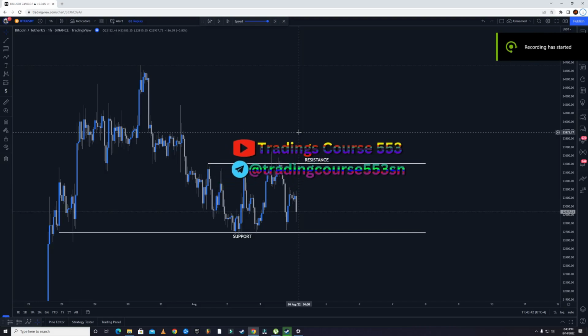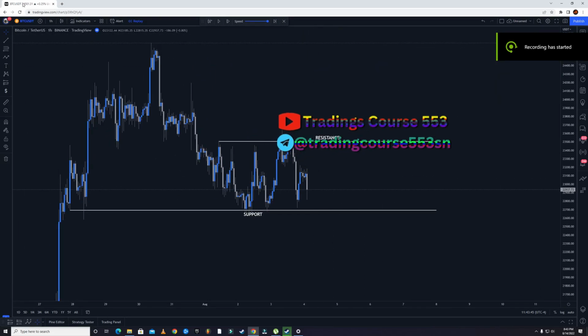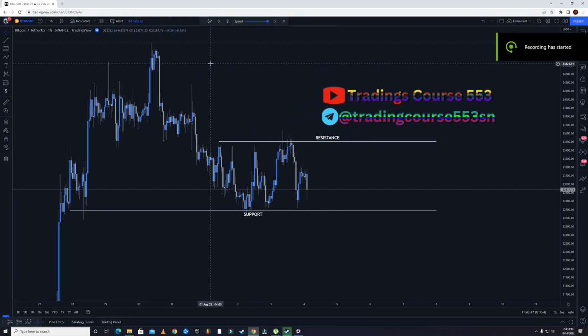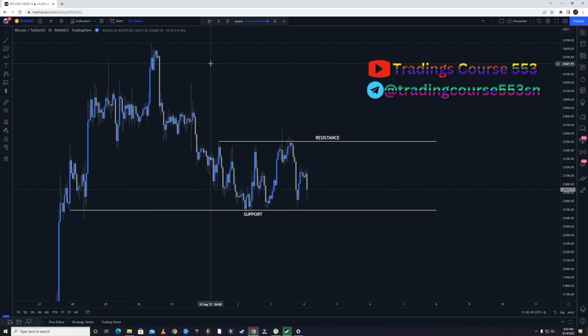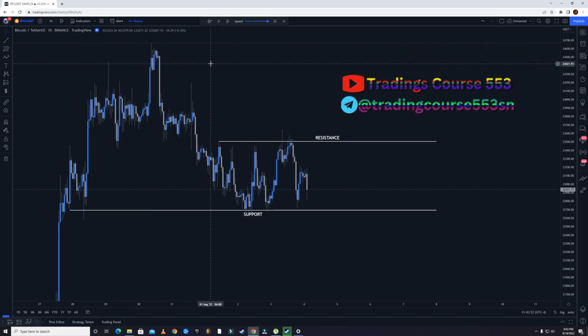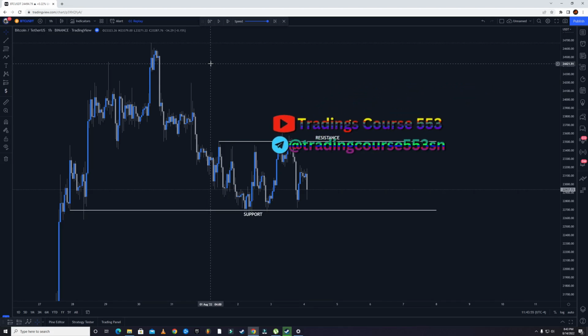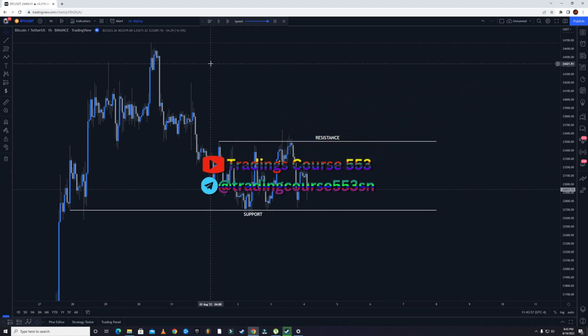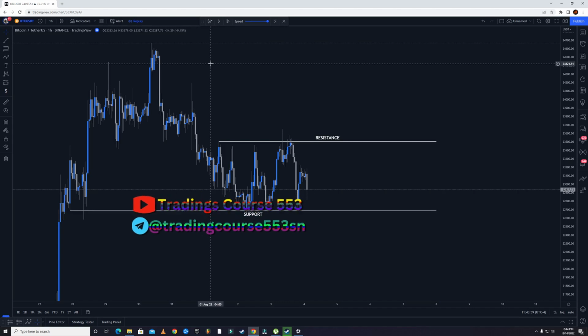All right, so this is the example. This is a Bitcoin chart, but it can just work on any pair, to be very honest. Any volatile pair like EUR/USD, GBP/USD, GBP/JPY, and NAS 100, NAS 30, and all that good stuff.